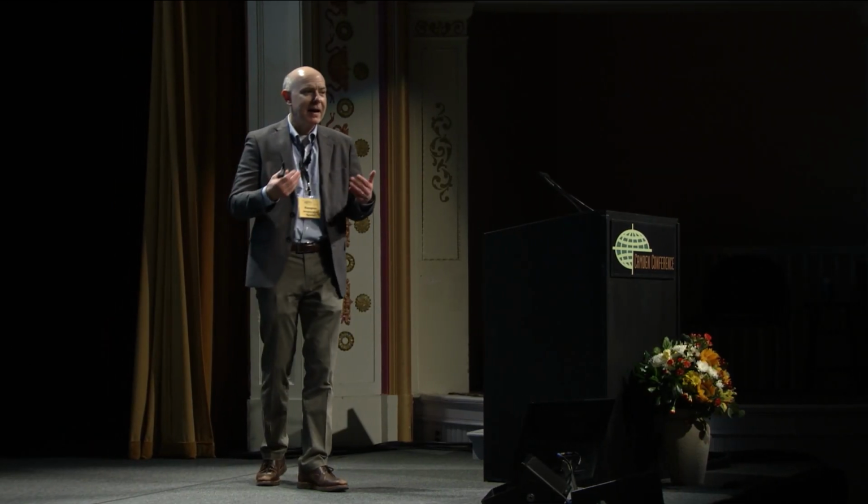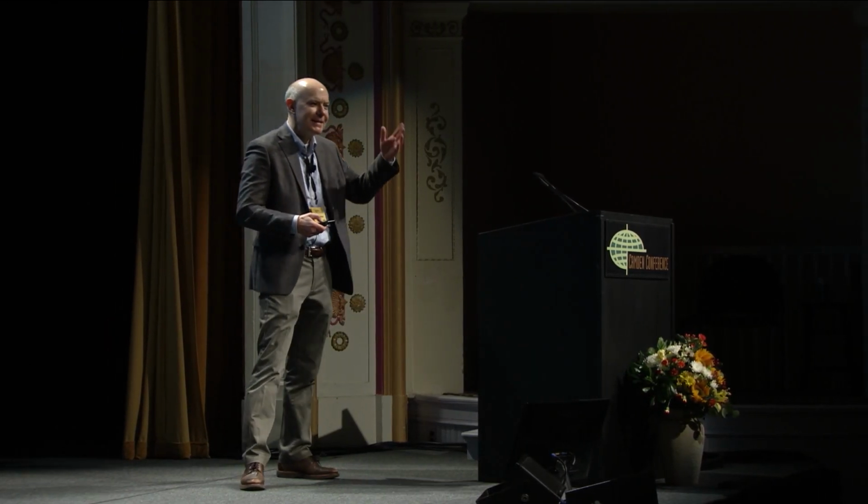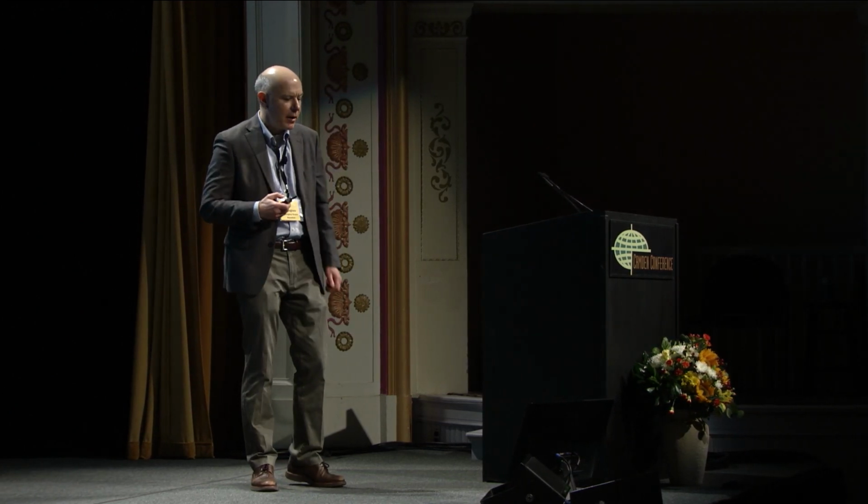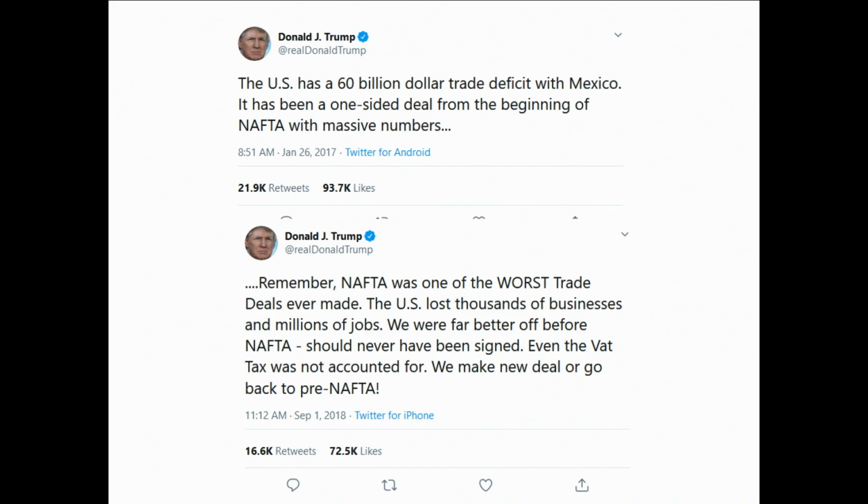TPP is not exactly dead. I think there's always going to be this sense that that's an opportunity, particularly if we're concerned about China in the Asia-Pacific region. Maybe we ought to go back in. So pull out of TPP, what about NAFTA? That's next. $60 billion trade deficit, one-sided deal, worst trade deal ever made. So we got to pull out of it.